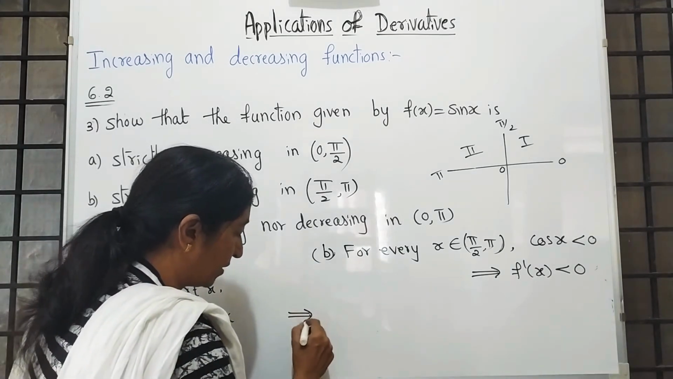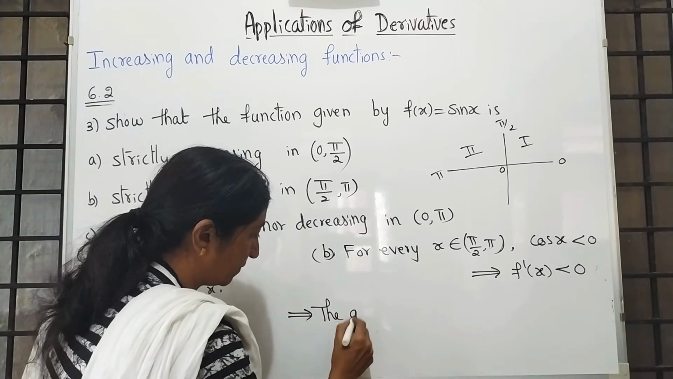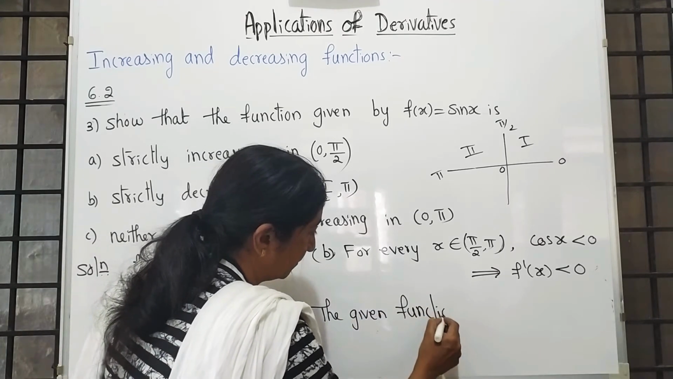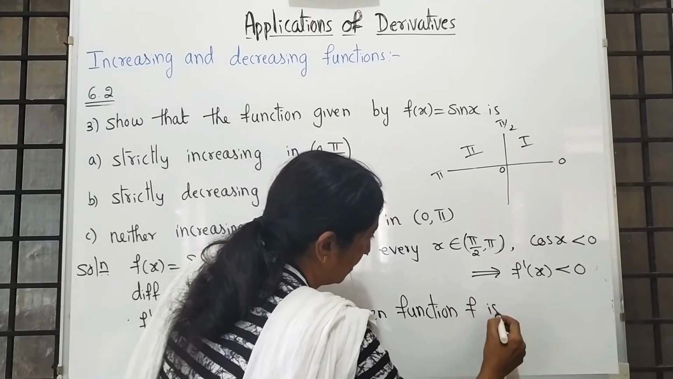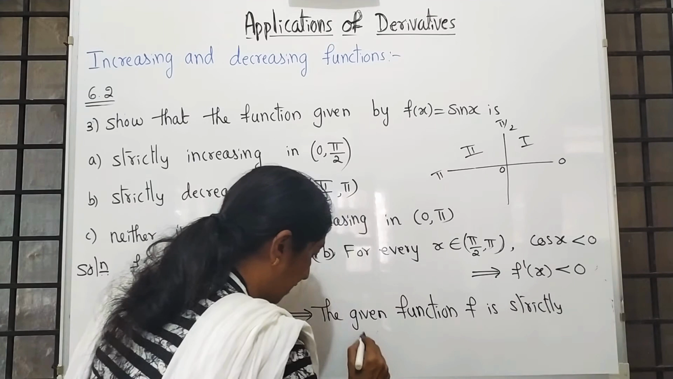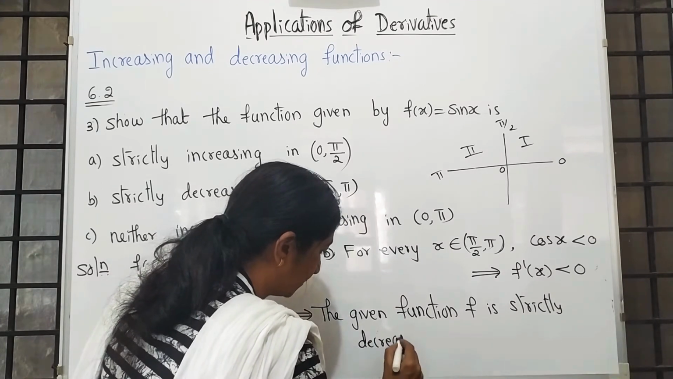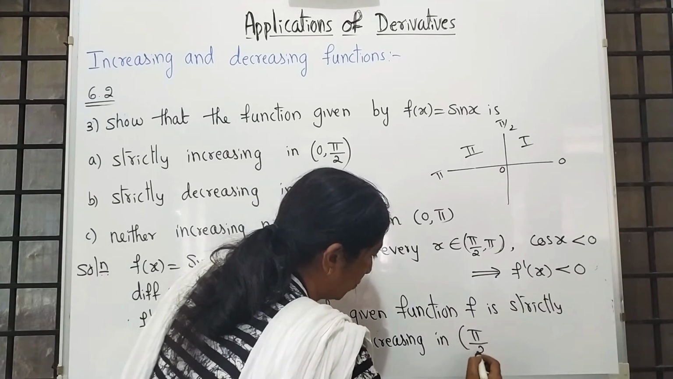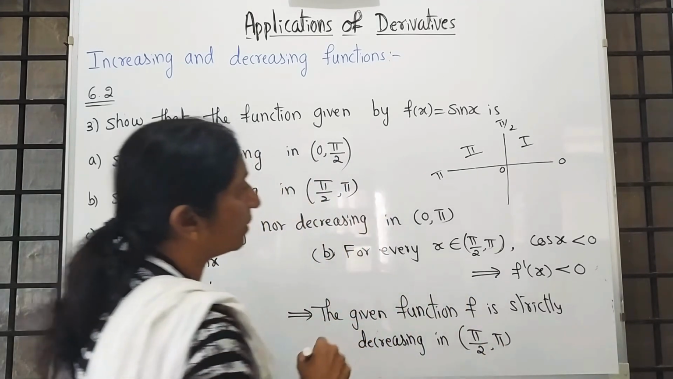This implies the given function f is strictly decreasing in pi by 2 comma pi, that is in the second quadrant.